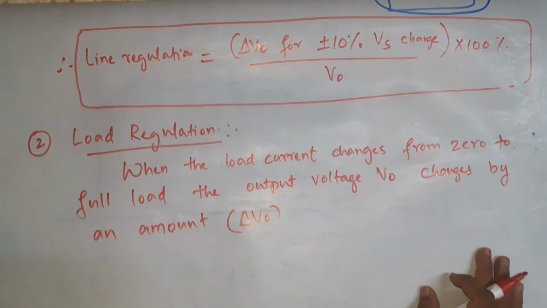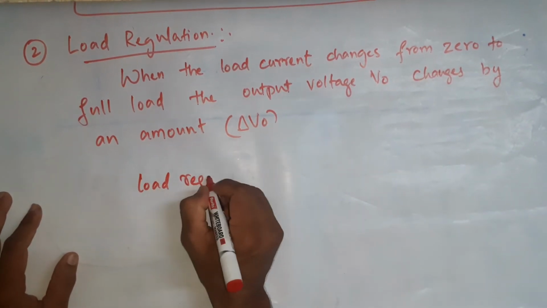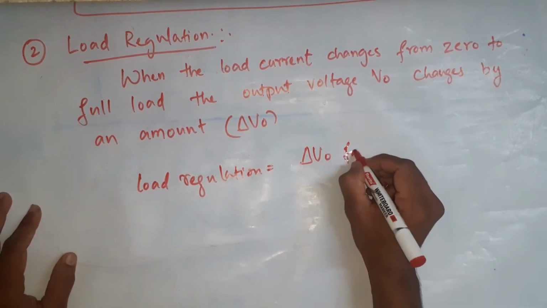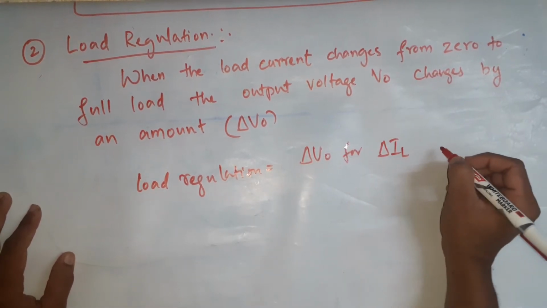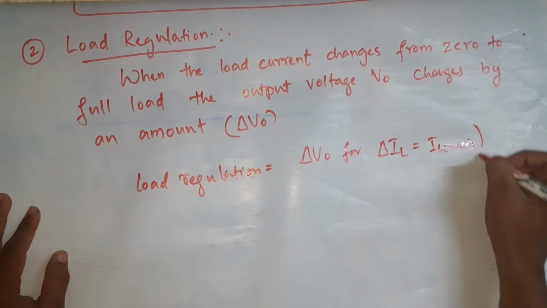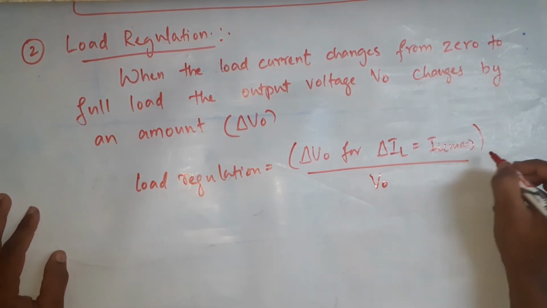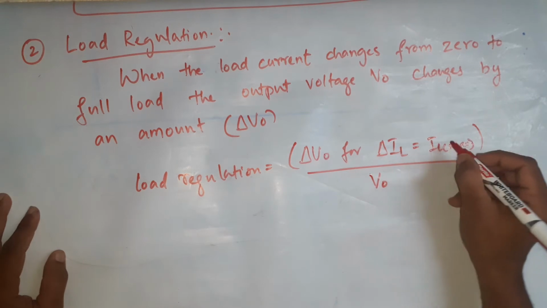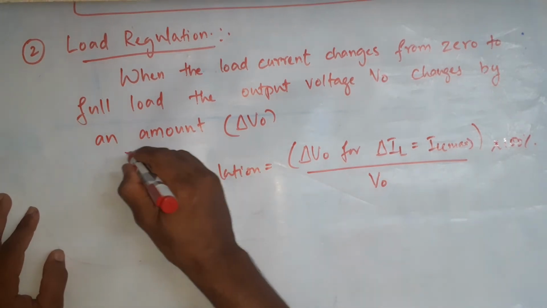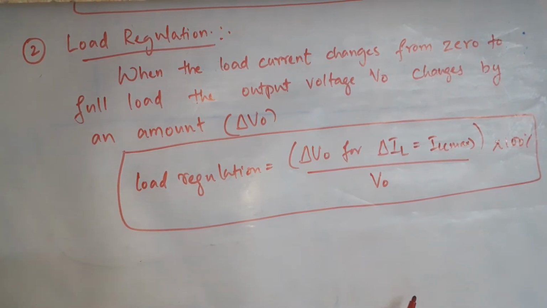Okay, another equation for this, let me write. Therefore load regulation is given as the change in V0 for change in IL, that is IL from 0 to maximum. When the load current changes from 0 load to full load, 0 is on the left and maximum is written here. How to solve, we'll see by taking an example later on. First I want you to understand these parameters.